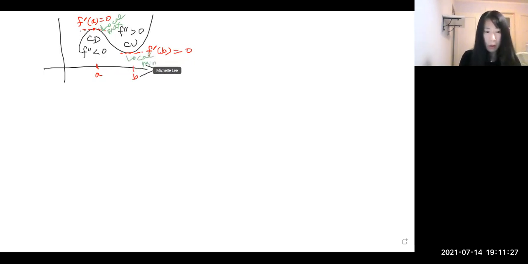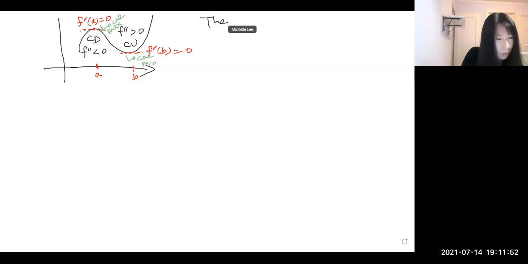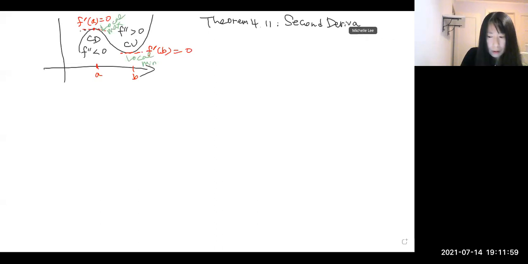Okay. So second derivative test. The first derivative test is about the sign analysis of f prime. So we can conclude whether the original function is increasing or decreasing, right? Then the second derivative test, let me write down. Second derivative test, okay.